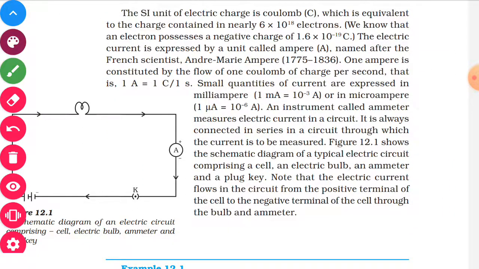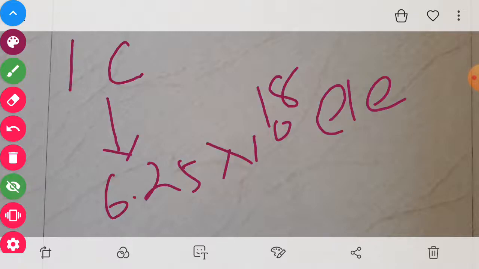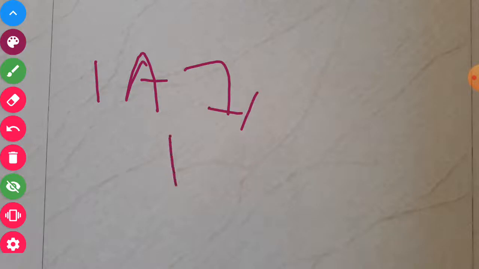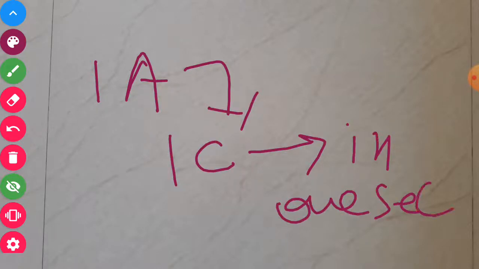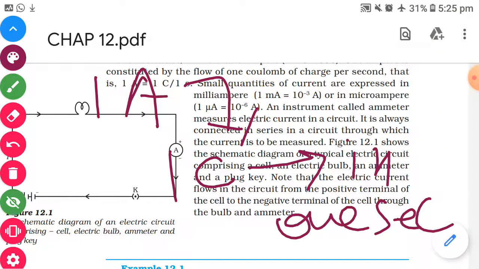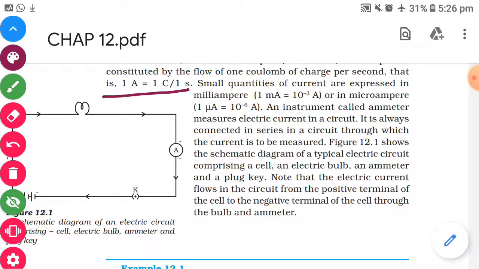Current is having the unit ampere. And when can we say 1 ampere current is passing? That I explained. 1 ampere means 1 coulomb charge is passing in 1 second. Then we can say 1 ampere current is flowing. Okay. Now 1 ampere means 1 coulomb per second. Just it is written here.